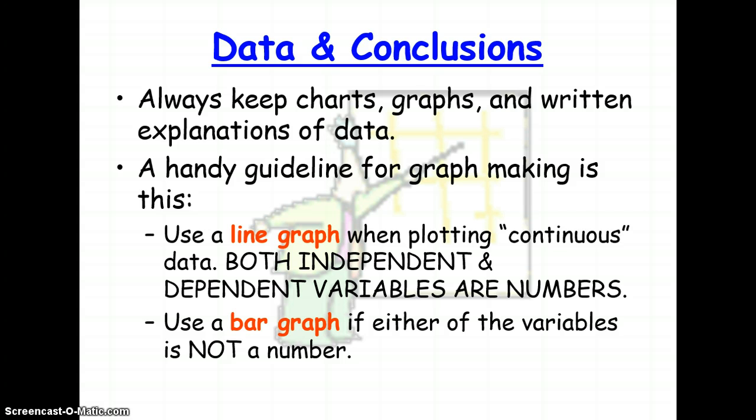On the flip side though, let's say we did our mosquito experiment. We had people with Skin So Soft and without Skin So Soft, and we counted how many bites they had. That would need to be a bar graph because you really only have two groups, with Skin So Soft, without Skin So Soft. That's not a number. And so that would be an example of where we would want to make a bar graph.